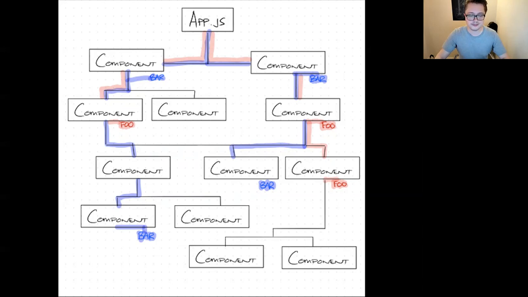All right, so you see how this is problematic. If you look at this diagram, there's components here in the middle that don't even care about that state. They don't care. This component right here doesn't care about bar, but it still has to pass it through to its child component because its child component cares about it, right?